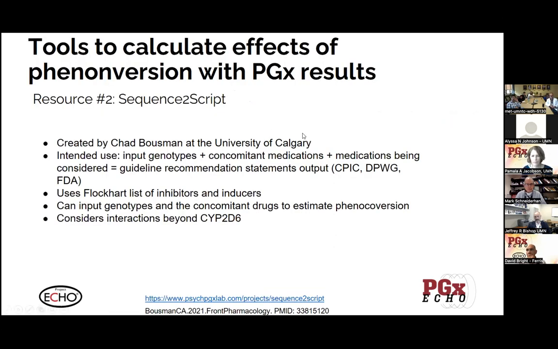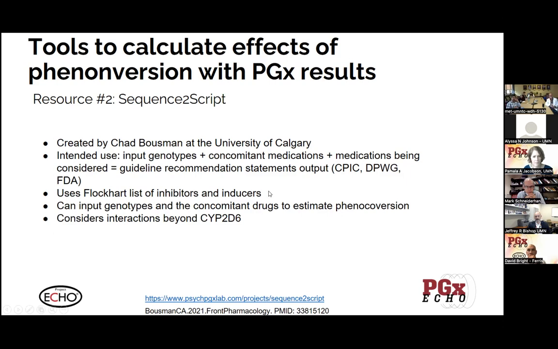Now, the second tool that I'd like to make you aware of is called Sequence to Script. This was created by Chad Bozeman and colleagues at the University of Calgary. The intended use was a bit different: for users to input genotypes, concomitant medications, as well as medications being considered. The tool then spits out guideline recommendation statements based on CPIC, the Dutch Pharmacogenetic Working Group, and the FDA. This resource uses the Flockhart list of inhibitors and inducers, so there's a longer list of medications included there.